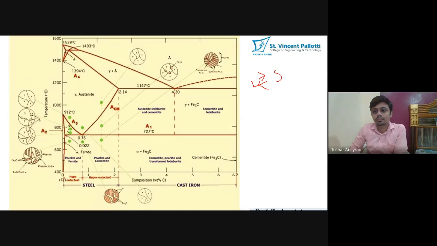Solid 1 plus solid 2. So what is happening here? Liquid is getting converted into austenite plus cementite, that is Fe3C. Where is this happening?